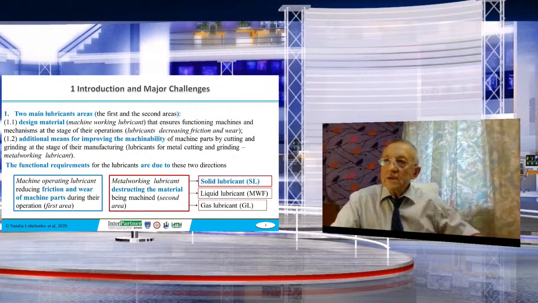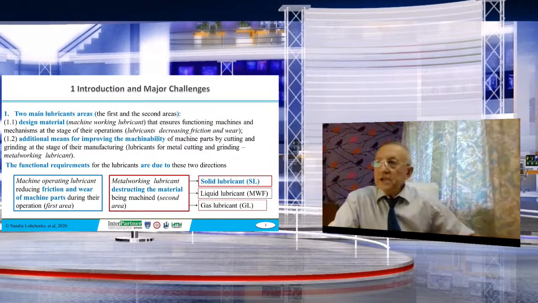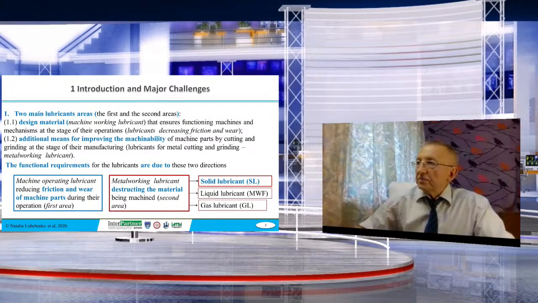Okay. Now slide number 2. This is the introduction and major challenges. There are two main lubricant areas. The first is when the lubricant is a design material, a machine working lubricant that ensures the functioning of machines and mechanisms at the stage of operation. These are lubricants decreasing friction and wear. The second area is additional means for improving the machinability of machine parts by cutting and grinding at the stage of their manufacturing. These are lubricants for metal cutting and grinding, or metal working lubricants.